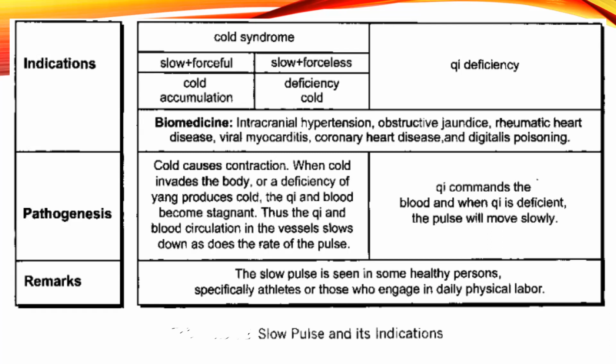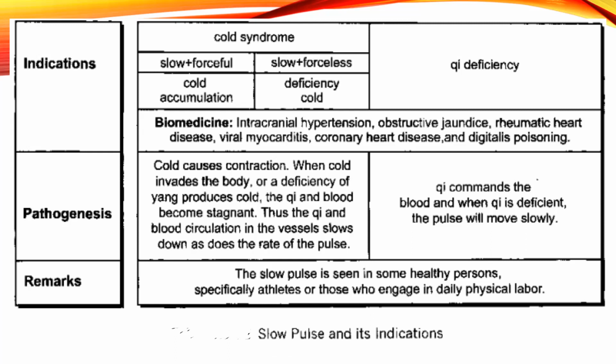So, pathogenesis po, cold causes contraction. When cold invades the body or a deficiency of yang produces cold. Siyempre, kung mababa yung yang, nagkakaroon po ng cold ang body. The chi and blood become stagnant. Hindi siya makakadaloy sa ating mga veins. Thus, the chi and blood circulation in the vessels slow down, as does the rate of the pulse. Babagal po yung pagdaloy gawa nung lamig.